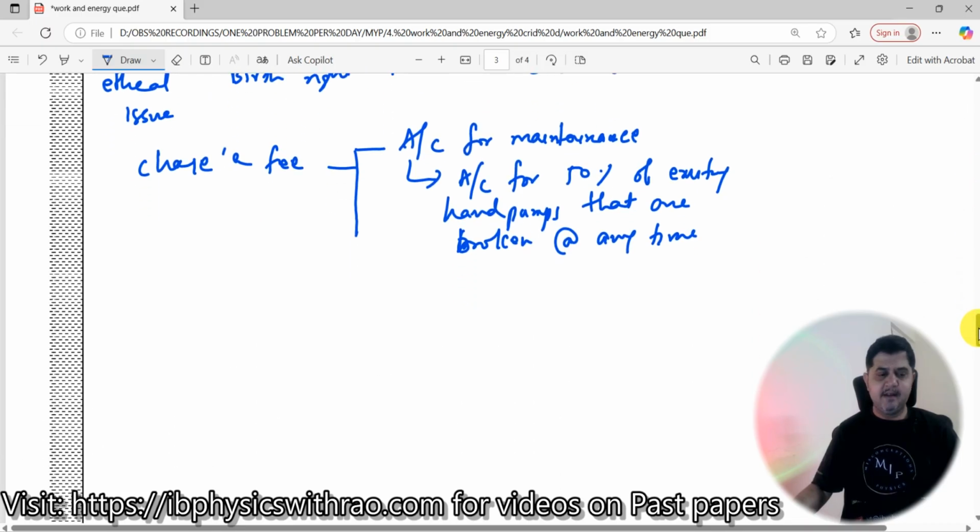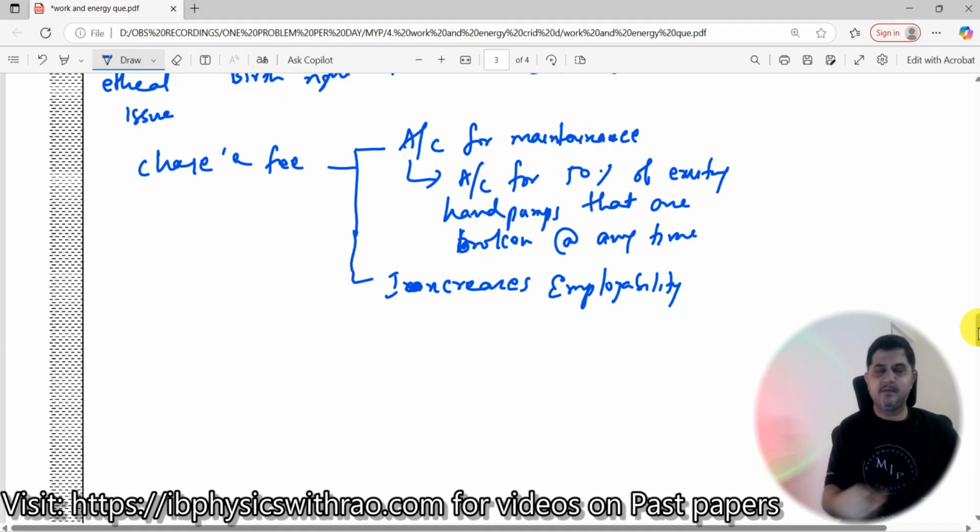The first thing. And secondly, if you charge a fee, you need not depend upon someone to come there. So you can say it increases employability, right? It increases employability. And then you can also say something like it accounts, so there is accountability.